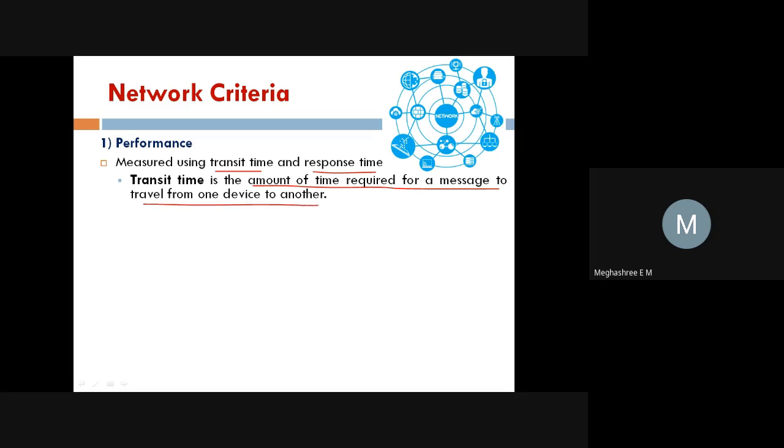So what is transit time? It is the amount of time that is required for a message to travel from one device to another. And the response time is the elapsed time between an inquiry and the response. So altogether, considering transit time and the response time, you can decide the performance of a network.